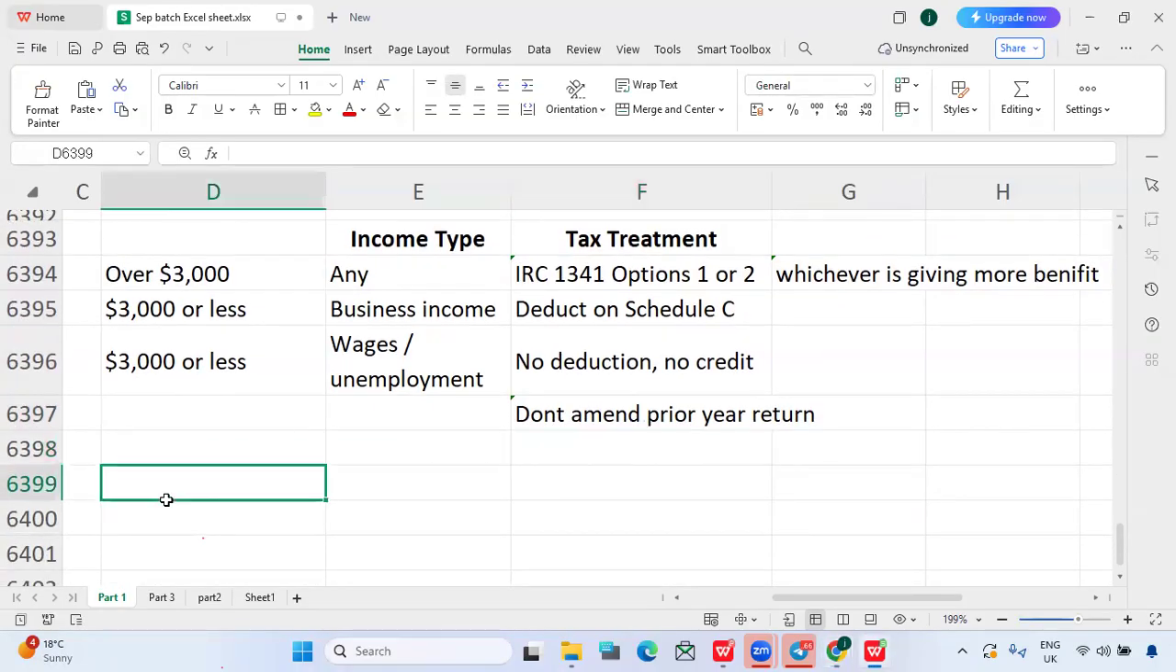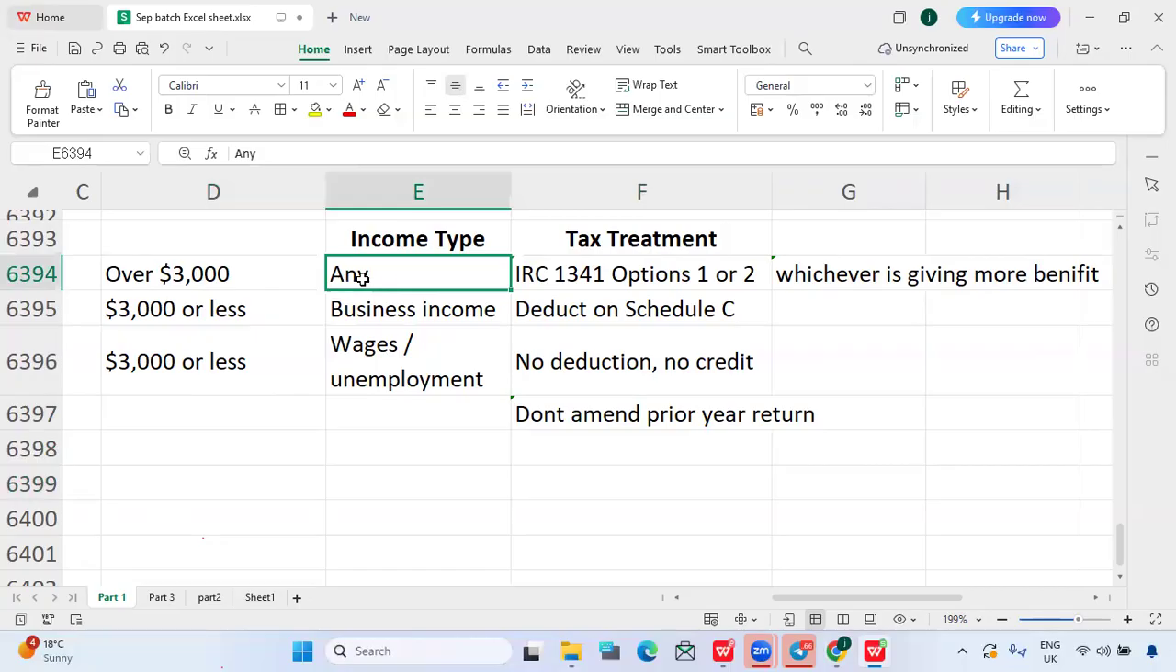If there is no specification on the type of income, we can treat it as IRC 1341 will apply. In the first case, there is no need for any specific income type. If the income is more than 3,000, the income type doesn't matter.